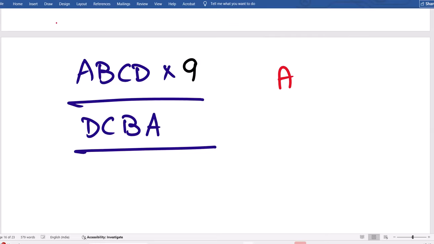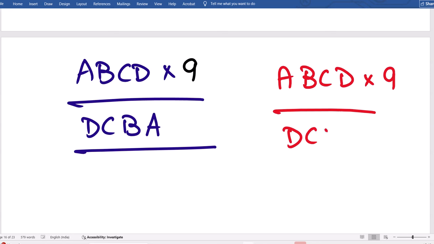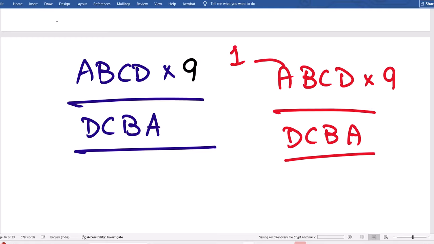What can be A? First decide with A. Now ABCD is a 4-digit number, and the result is 4 digits. A must be 1, there is no other go. Why can't the A value be 0? We already decided A cannot be 0. Why can't the A value be 2, 3, 4, remaining? If A is 2 or 3 or 4, it would be a 5-digit number. 9 into 2, 18. It will become a 5-digit number. A must be 1, there is no other go.